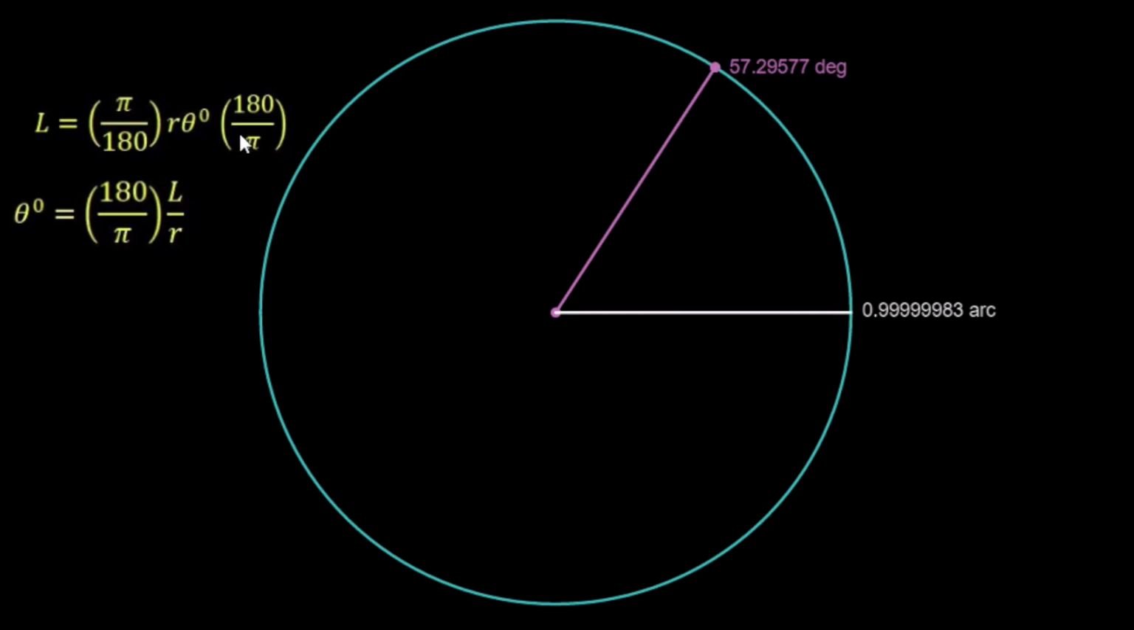So what we have done is we've scaled the angle in degrees up by a factor of 180 upon pi, which gets rid of this pi upon 180, which just gives us the equation L is equal to r theta. So now we have a direct relationship between the angle theta and the arc length L, such that L is just equal to r theta.